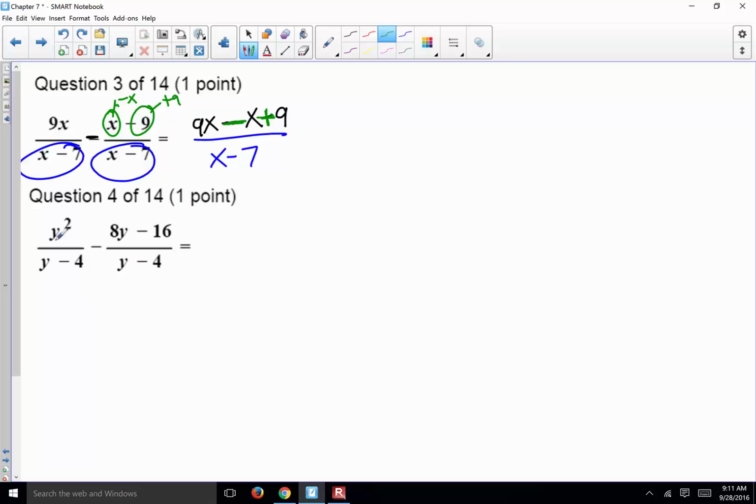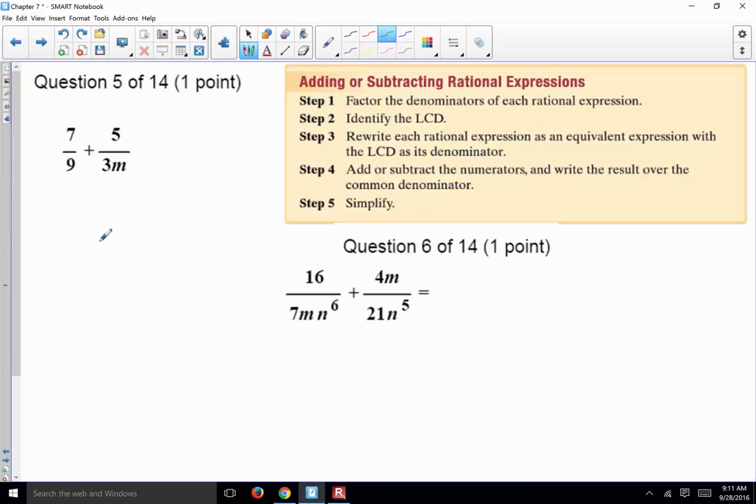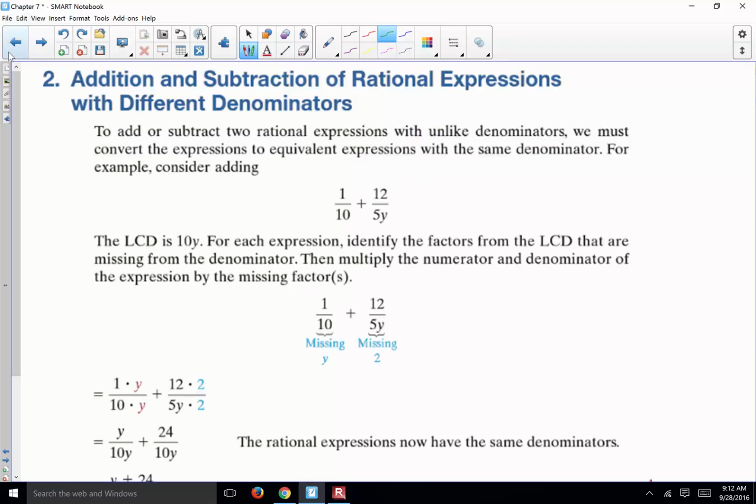And this was also easy to do because its denominators were already matching. The problem with today's questions is none of these denominators are automatically equal. They are not equal. 3m, 9 different. 7m, 6 to the n to the 6 is not even close to this one. Or these two completely far apart. So what do we do?